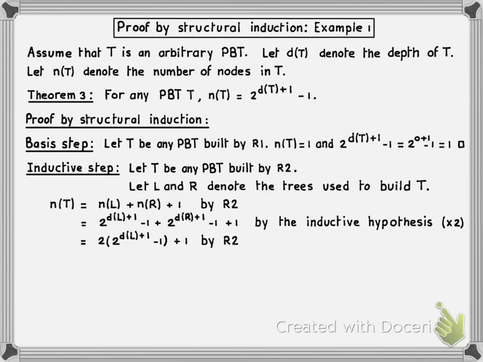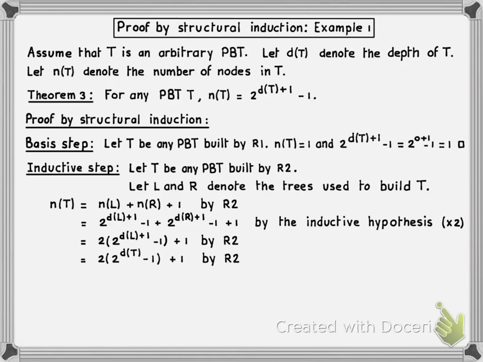Now, we're not quite there yet, but we're pretty close. The next step is to realize that depth of L plus 1 is nothing but the depth of T. Remember that in rule R2, the depth of the new tree is 1 more than the depth of its subtrees. So we can replace this expression here by d of T to get this expression.